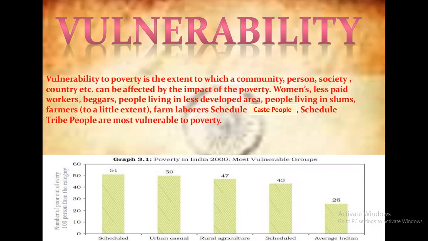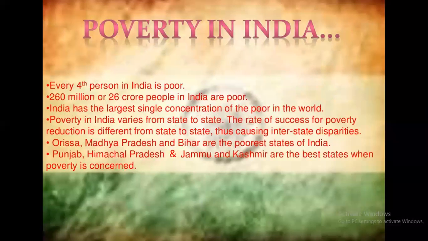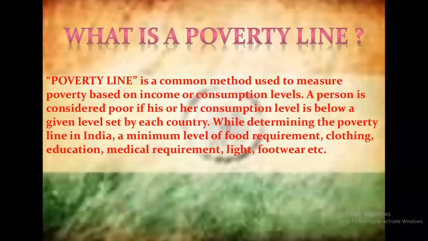Okay, class. So let's continue. Last class we started with what is poverty, right? Poverty is the lack of basic human needs such as nutrition, healthcare, education, clothing, shelter, right? We have seen some points on poverty in India. Then we have seen the different causes of poverty. What is a poverty line? As I told you, it is a common method used to measure poverty based on the income or consumption level of a person.